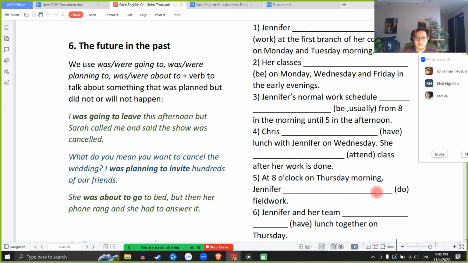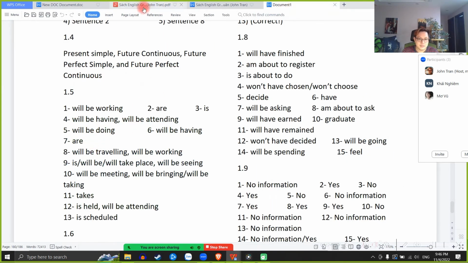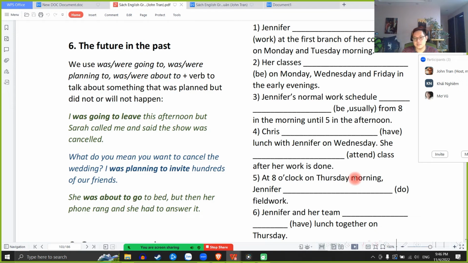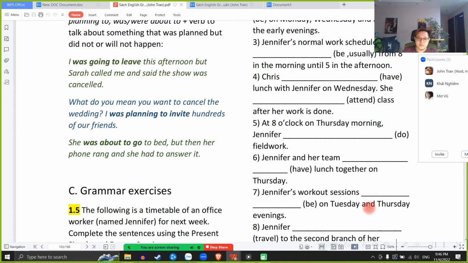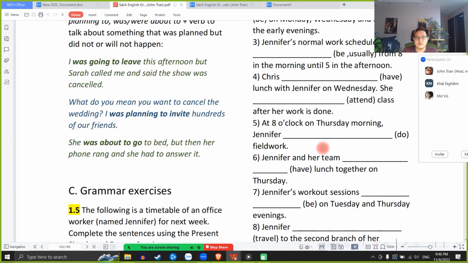Number 5. At 8 o'clock on Thursday morning. 8 giờ sáng thứ năm thì sao? Jennifer will be doing, Jennifer will be doing field work. Jennifer sẽ đang làm cái vụ field work. Lúc đó vào 8 giờ sáng thứ 5. Number 6. Jennifer and her team, it will be having, I think, number 6. Will be having, yeah. We'll be having lunch together on Thursday. Jennifer và đội của cổ sẽ đang ăn trưa cùng nhau vào thứ 5.